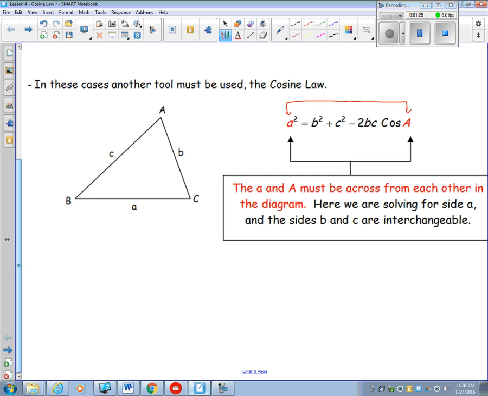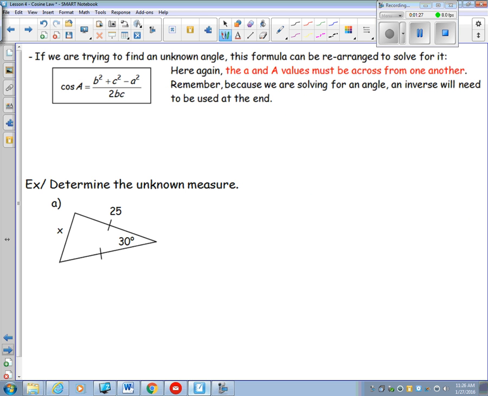Okay. If I want to find a missing angle, I'd be using a slight rearrangement of it. Again, I'm looking for the cos of the big angle, and it's going to be across from the small side. b and c are interchangeable. Just be careful in this case. It's really easy to put things in the wrong order, and it would make a huge difference. And if we're finding an angle here, also don't forget we're using inverses.